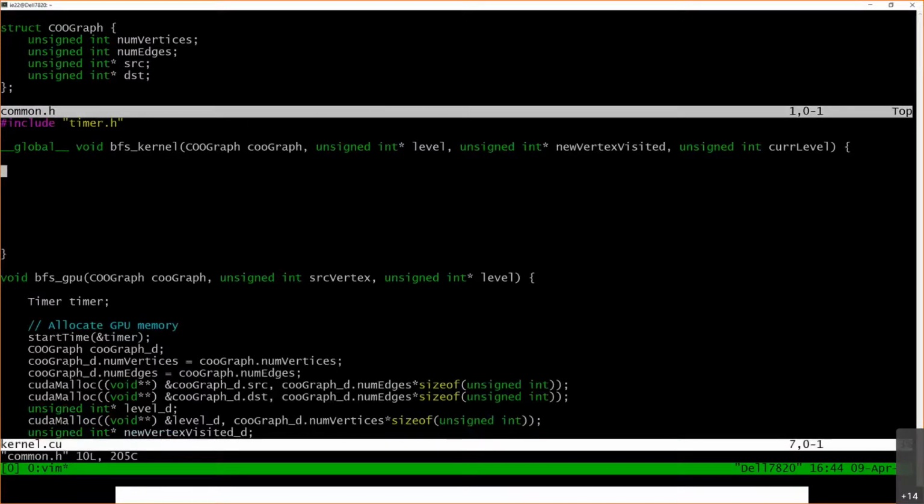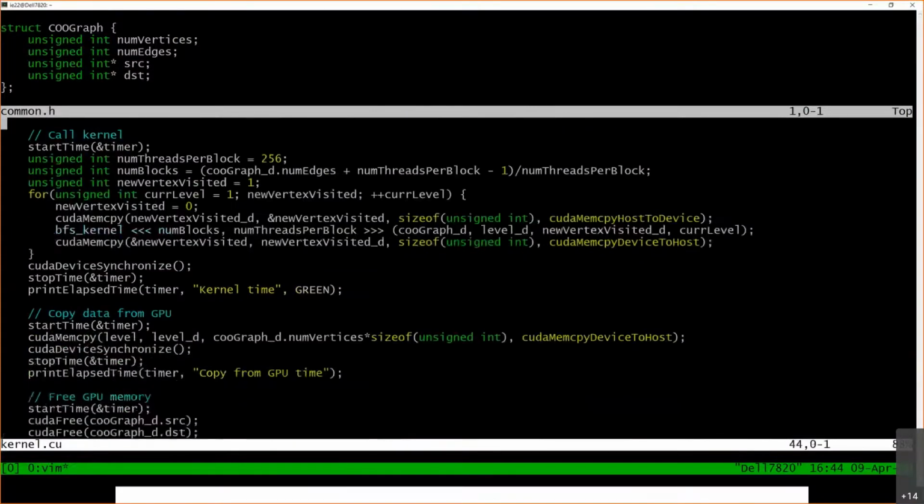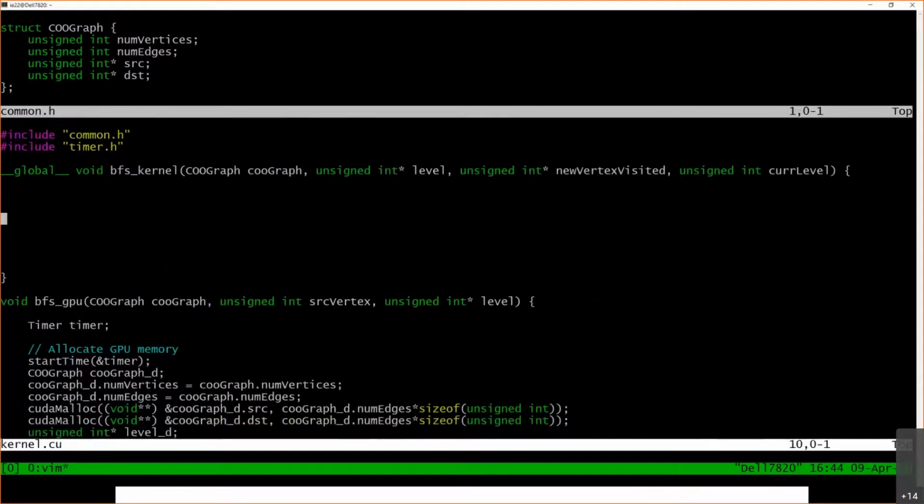If I scroll down over here, you'll find that when I am launching the BFS kernel, this time the number of blocks is configured based on the number of edges as opposed to the number of vertices. So I'm assigning a thread to every edge instead of a thread to every vertex. Thread 0 will process edge 0, thread 1 will process edge 1, thread 2 will process edge 2, etc.